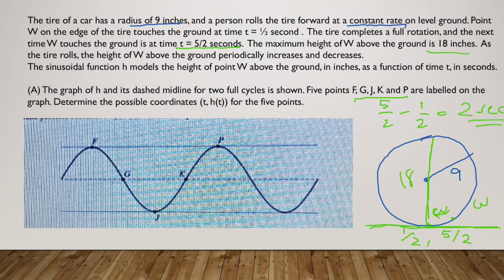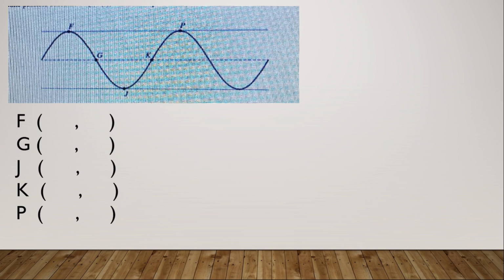Now I'll move to another slide to draw the diagram a bit better so we can analyze the possible coordinates of the following points. Now I have the graph with me here and the 5 points which we have to figure out. Now we know that our coordinates will be of the form (t, h(t)), where the height is modeled as a function of time, and then we have time itself as our x coordinate.